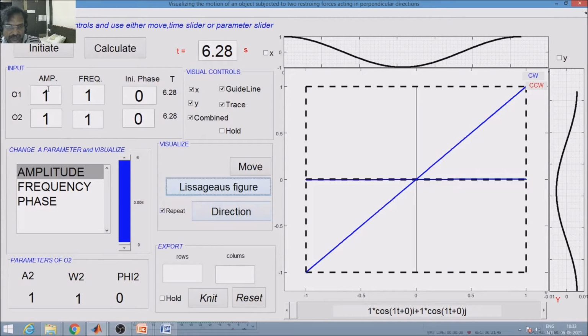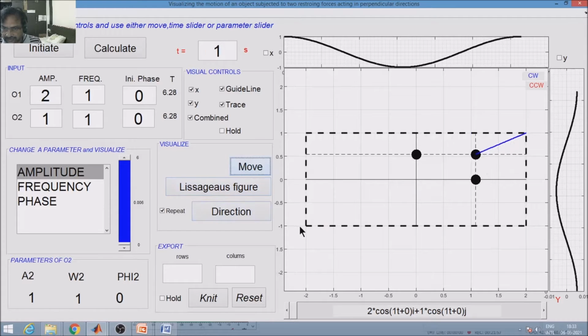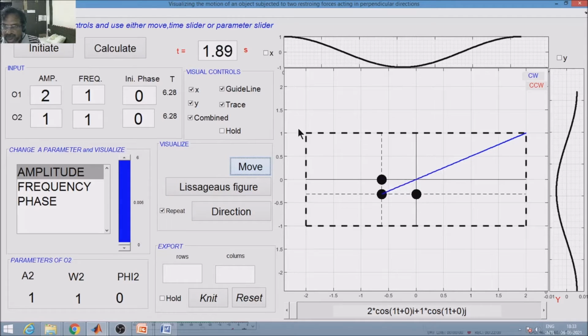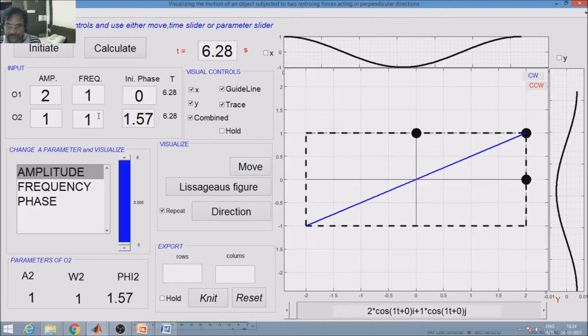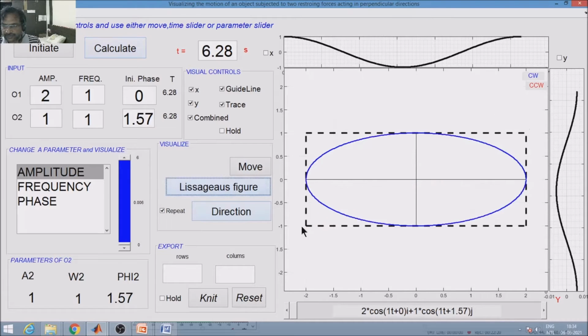Now let us see the case where the x-axis amplitude is higher. So x is minus 2 to 2, y is minus 1 to 1. We have a rectangle and the motion happens there. Let's see the special case of pi by 2. You see it's an ellipse with the x-axis as the major axis because the x amplitude is higher.